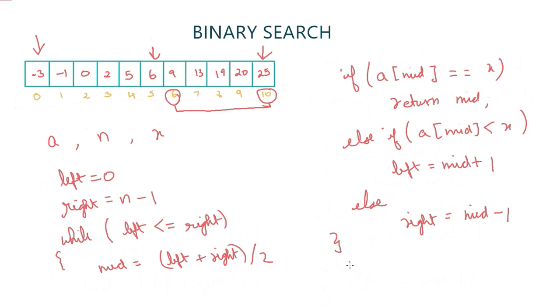And so finally after the while loop we return minus 1, since if the element was found, it is already returned over here. So this is the code for binary search.